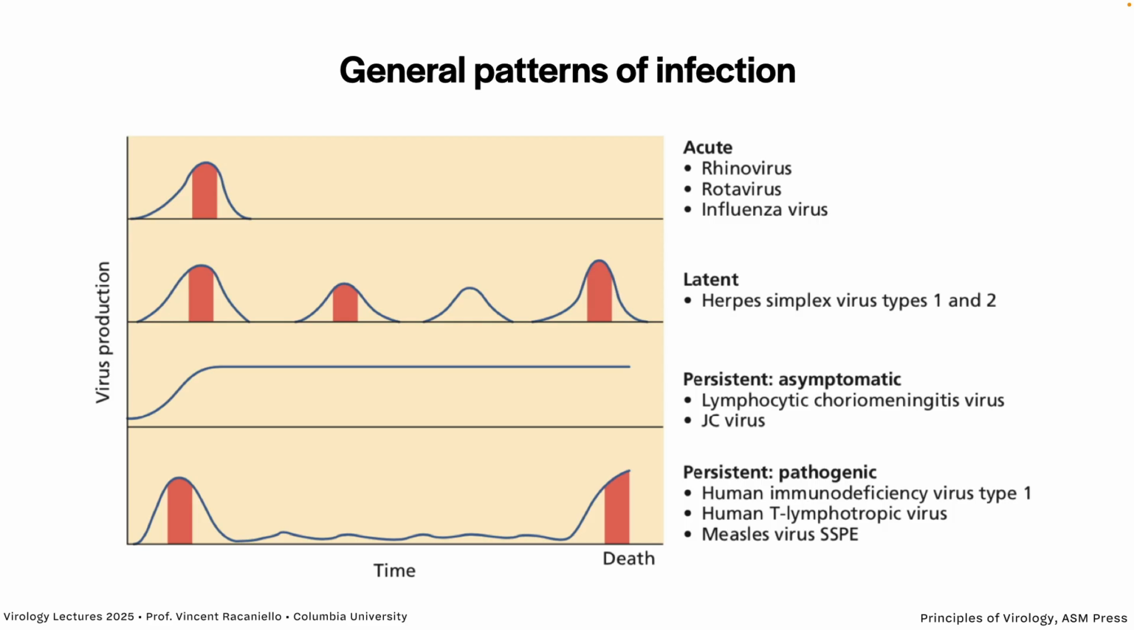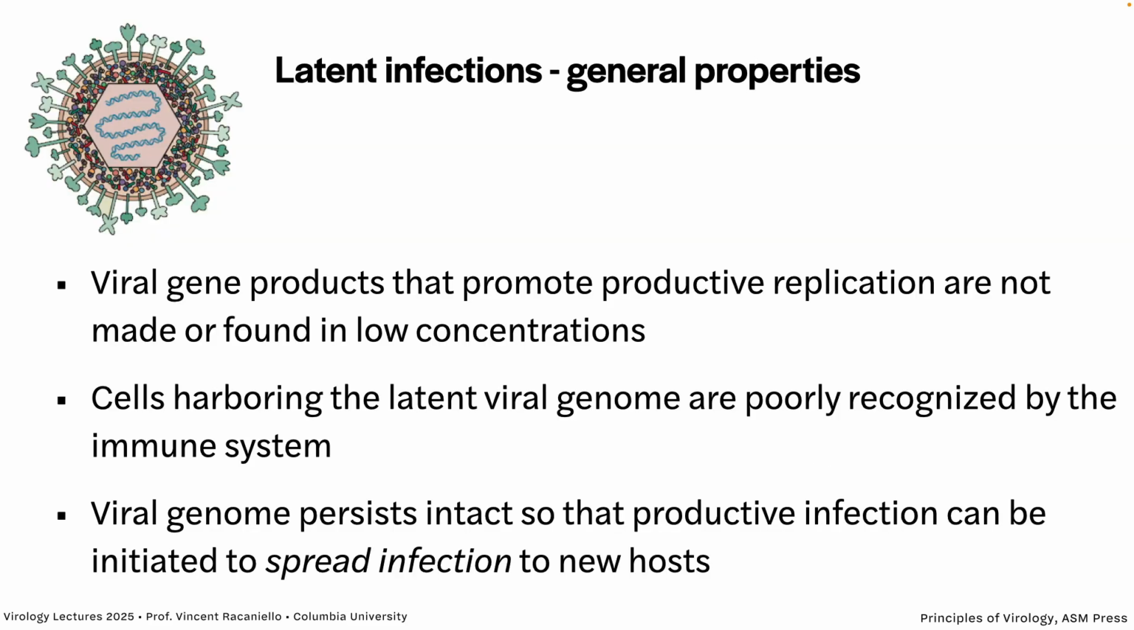Then we have persistent asymptomatic. We've already talked about the polyomaviruses have this. You make virus your whole life without any disease. I just call them all persistent, but this is the textbook here. And then persistent pathogenic, which I don't think is right because these red bars are pathogenic, but this is, you have an initial acute infection, you have virus persistence, and then so many years later, death. So this is HIV, HTLV, and SSPE caused by measles. All right, let's explore these one at a time.